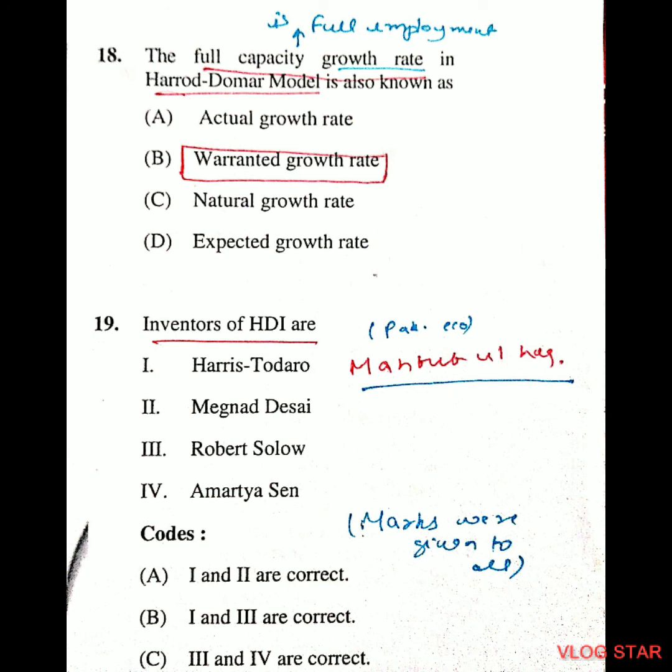Question number 19. Inventors of HDI are. So here the right answer is not mentioned in the question, so marks were allotted to all the students. The right answer is Mehboob ul Haq. He is a Pakistani economist.